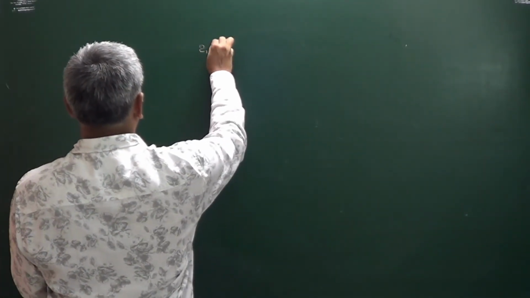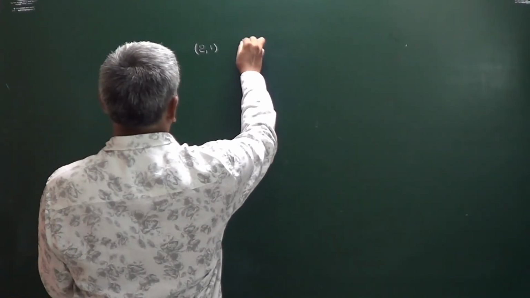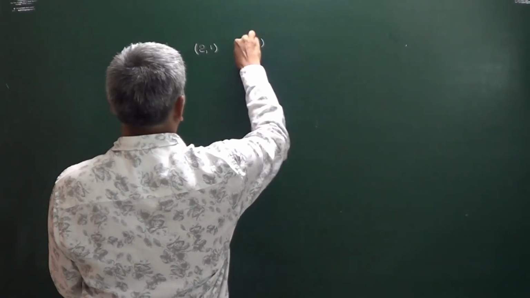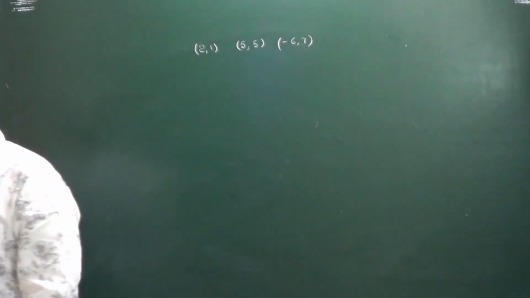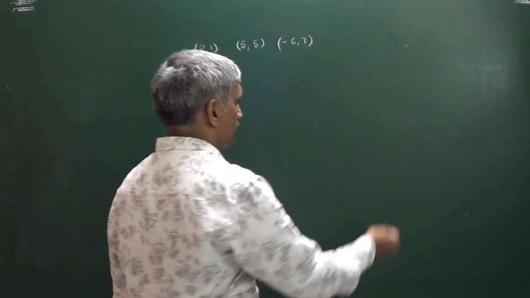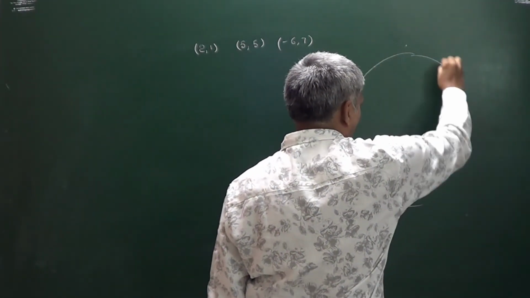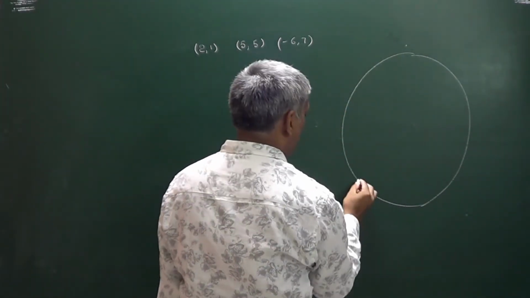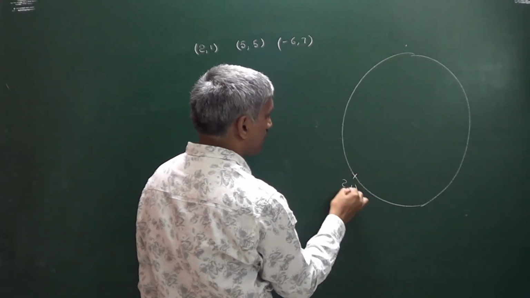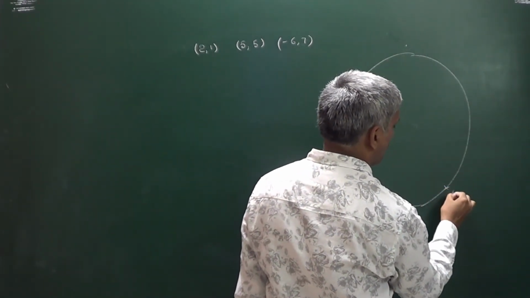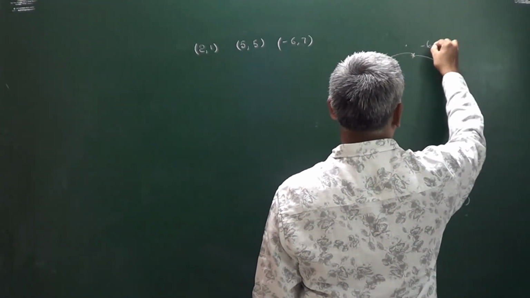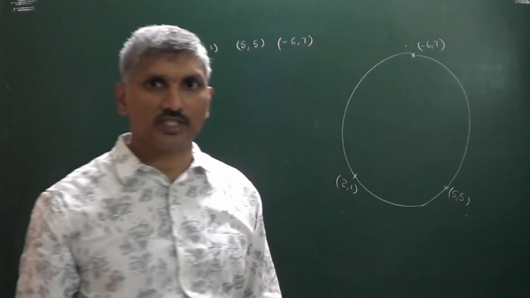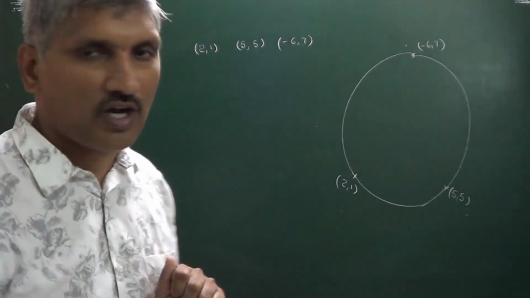So now we have to find the equation of the circle passing through 3 points. One point is given as (2, 1), the other point is (5, 5), and one more point is (-6, 7). Like that, 3 points are there on the circle. We have to find the equation of that circle.